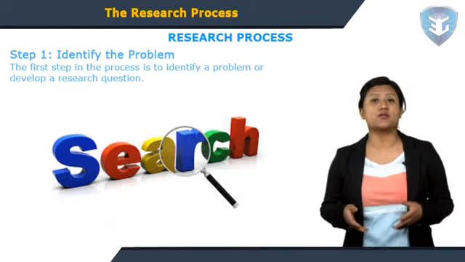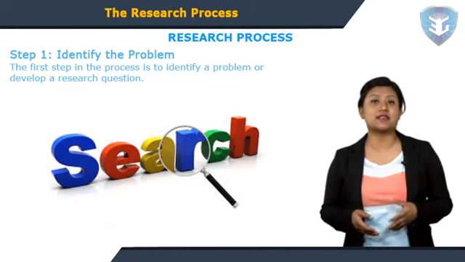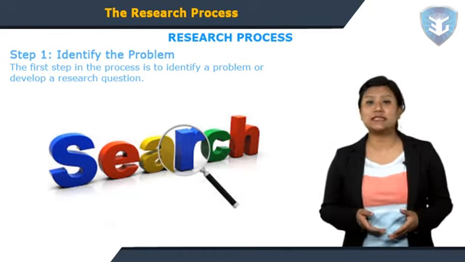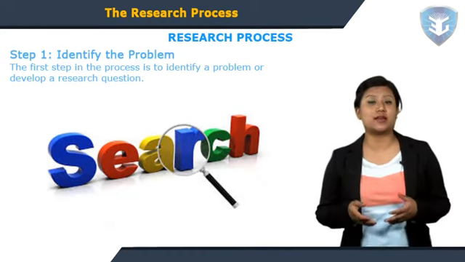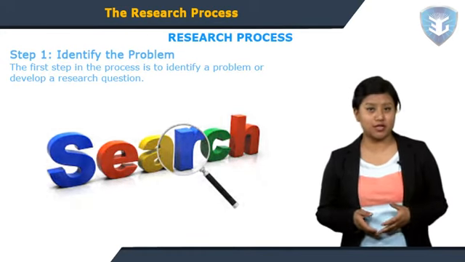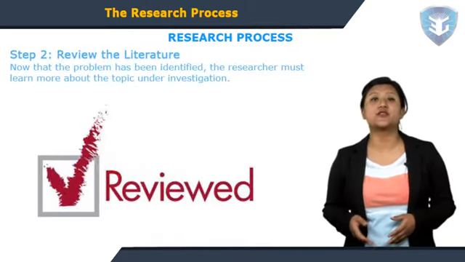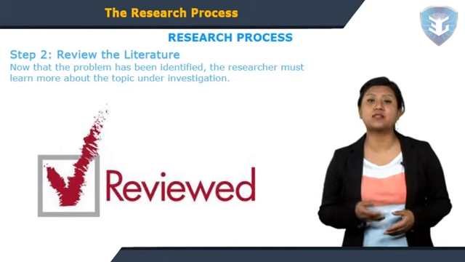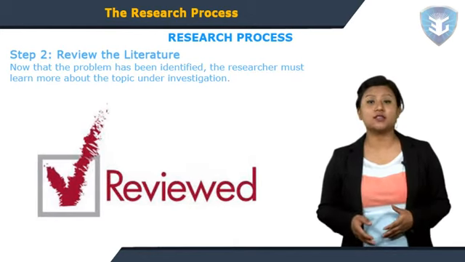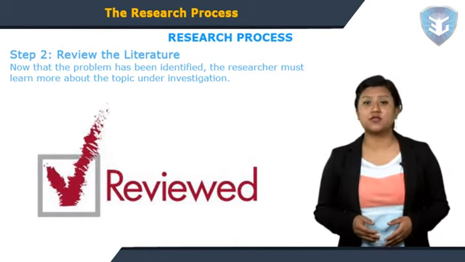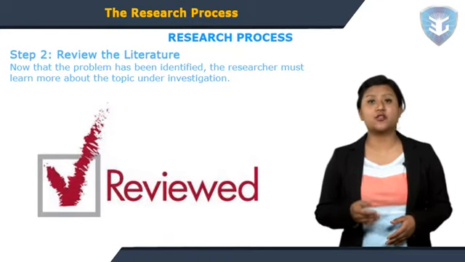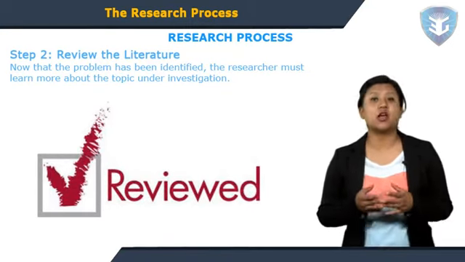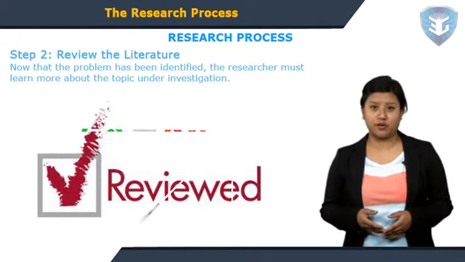The research problem may be something the agency identifies as a problem, some knowledge or information that is needed by the agency, or the desire to identify a recreation trend nationally. Step 2 is to review the literature. Now that the problem has been identified, the researcher must learn more about the topic under investigation. To do this, the researcher must review the literature related to the research problem. This step provides foundational knowledge about the problem area.